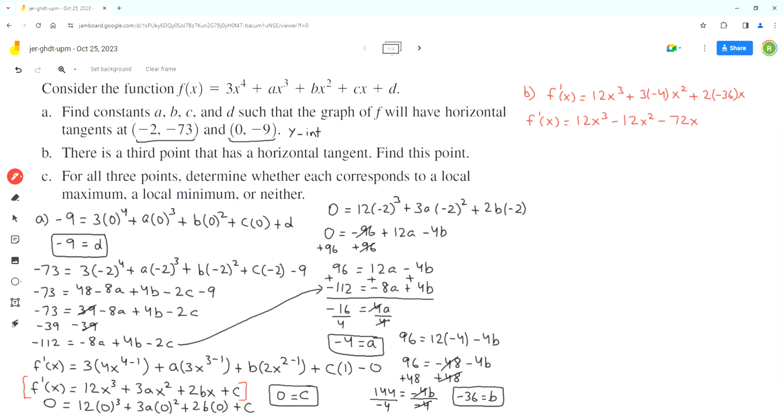Now we are finding the point at which the tangent is horizontal, so we can sub in f prime of x as 0, and we get 12x cubed minus 12x squared minus 72x. So now we have to solve this equation. We can start by doing common factoring on the right side of this equation. We can factor out 12x, and in the parentheses, we get x squared minus x minus 6.